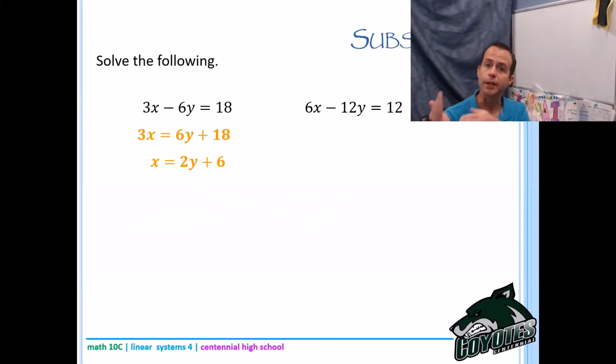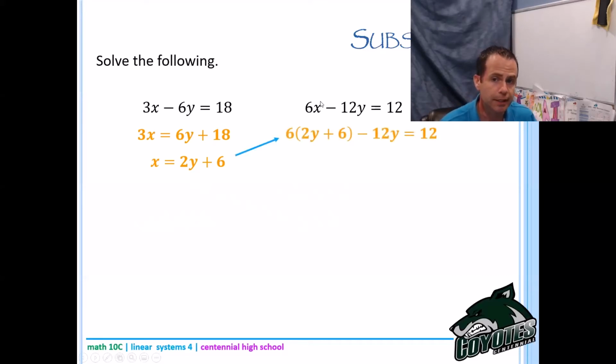Okay, that means I'm ready to go to the other equation, and I'm ready to write that other equation, but instead of x, I replace it. Remember, when you replace, you always have to replace with brackets as well. Otherwise, you're going to forget to distribute that 6. Okay, so I've taken my x, I've replaced it with the 2y plus 6, and now I have a one variable equation that I have the ability to solve.